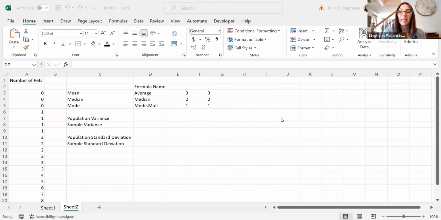Standard deviation in particular is going to be something that we're going to use pretty much throughout the entire course. It's going to keep coming back over and over again. So if there is one formula that you know how to do in Excel, this should be the one.